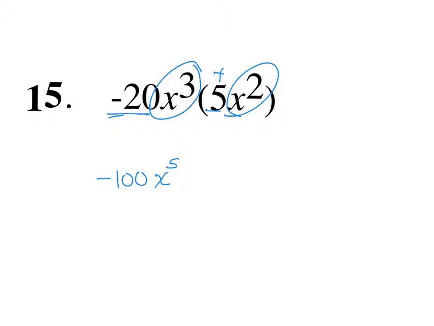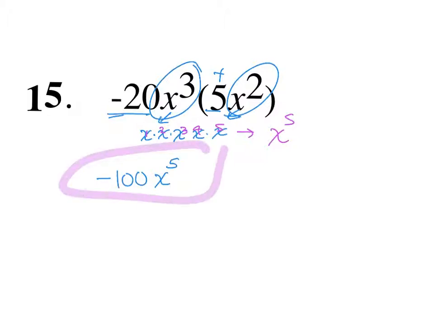If you get stuck with those rules, write it out. This is telling you x times itself 3 times. The other one is x times itself twice. So in reality, what you really have is x to the 1, 2, 3, 4. There are 5 of them. So that's where we get the x to the 5.